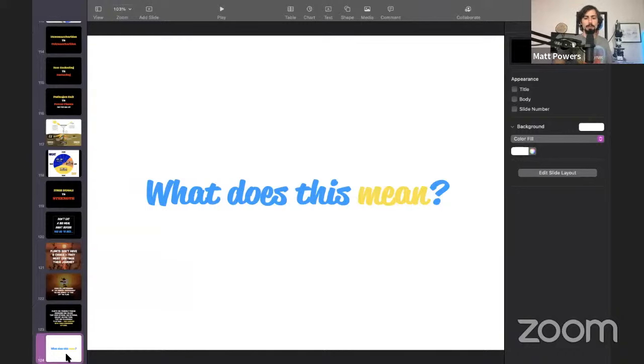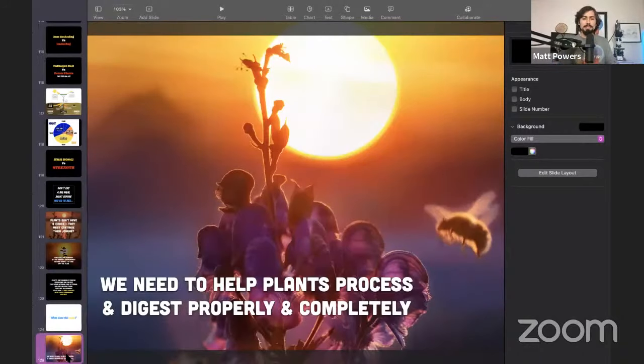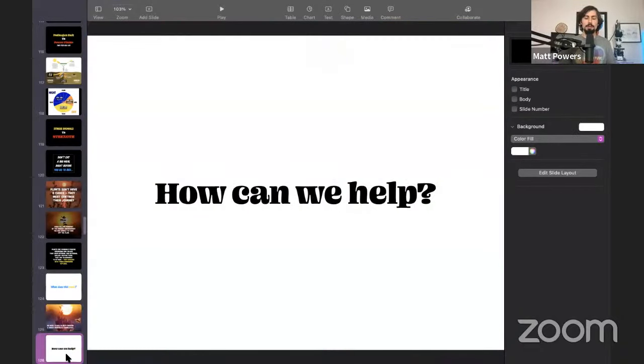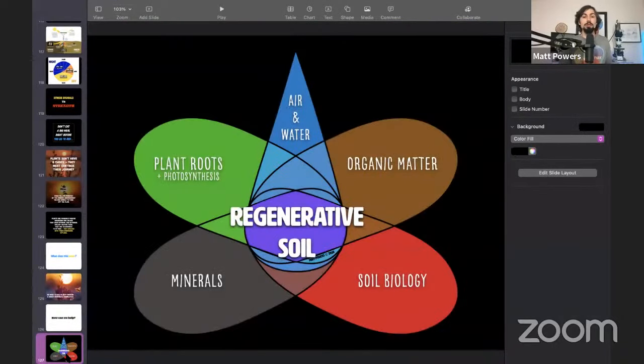All right, so what does this all mean? Well, we need to help the plants process and digest their food properly and completely. And how can we do that? Well, we can do that very simply by acknowledging these aspects and making sure they're coherent and working in harmony with each other. And it really is this simple.